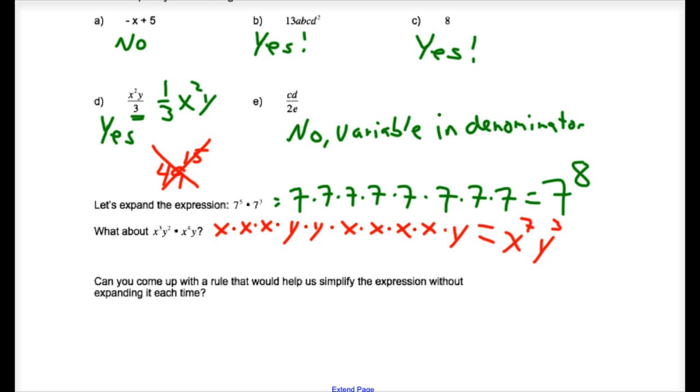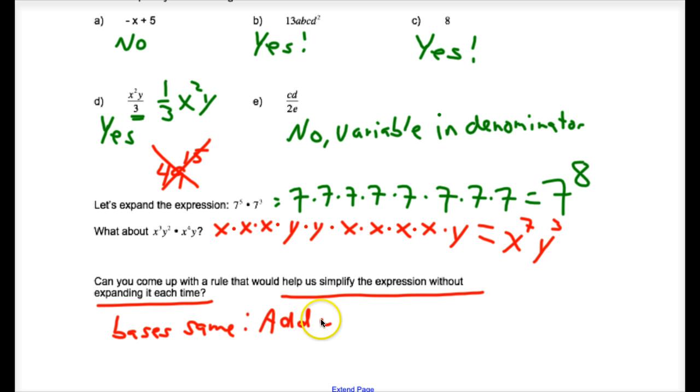I'm going to teach you the rule, Blake, here in a second. Can you come up with a rule that would help us simplify these expressions without expanding them every time? Add the exponents. But you can only add the exponents if what? That's considered the base, right? Base is same. Base is same. Add exponents.